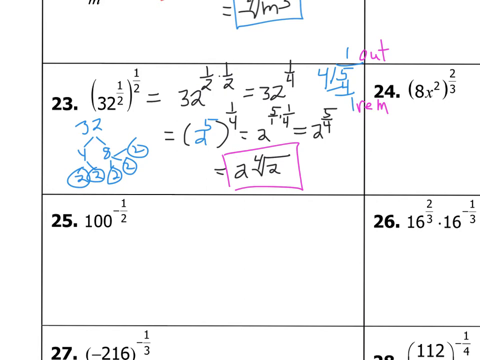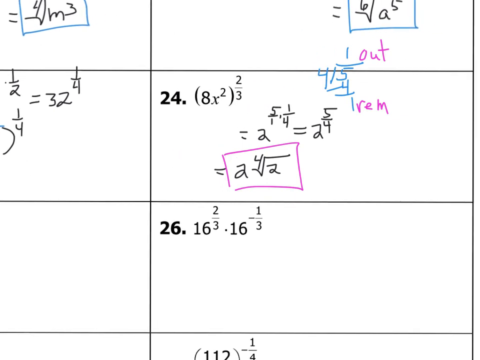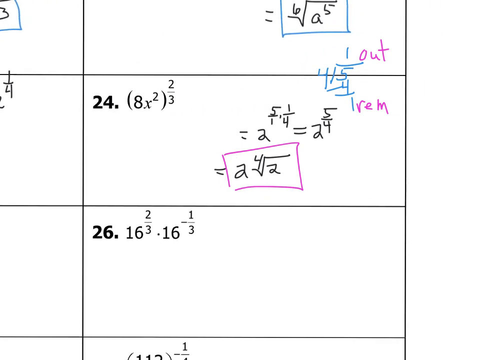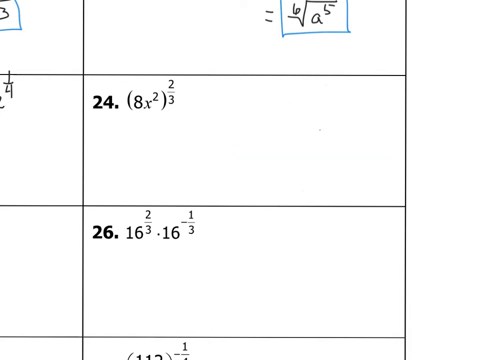So for 24, I would like you to try that one on your own. Remember, this is a more complicated base, so the whole 8x squared is your base. I'm going to get you started and then I'll let you stop the video. So let's look at just the 8 here right now. It might be easier if you split this one.